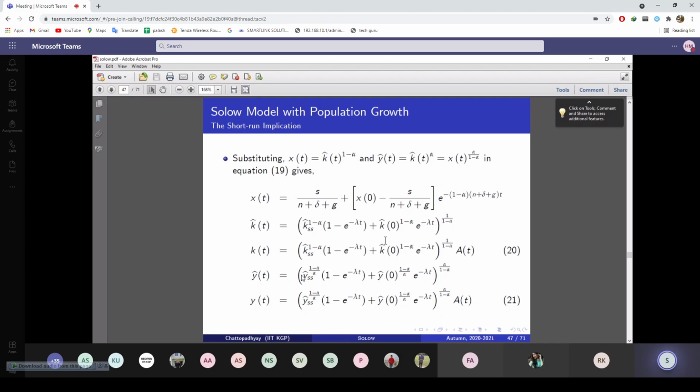Okay. Just see over here that when t goes to infinity, this term goes to 0. This k hat 0 to the power 1 minus alpha times e to the power negative lambda t, this term goes to 0, and k hat t goes to k ss hat to the power 1 minus alpha. So when t goes to infinity, this entire system converges to steady state at the particular rate 1 minus alpha times n plus delta plus g. That is the rate of convergence. Is it clear? Any question?